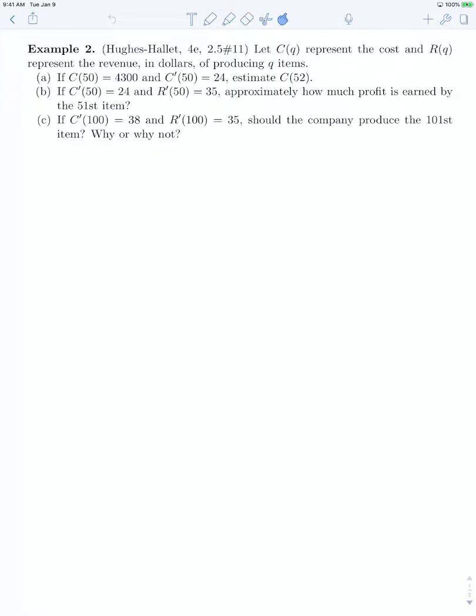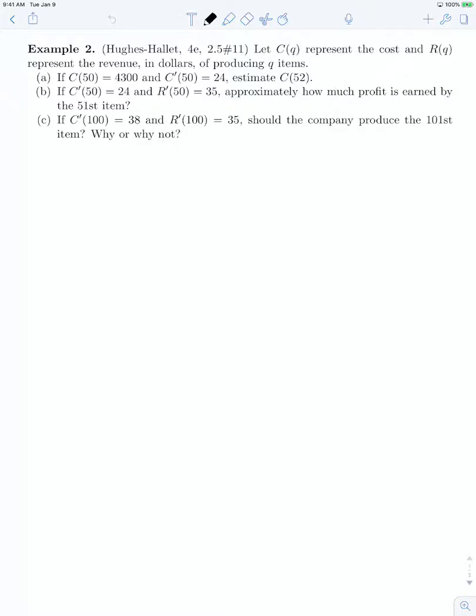And this example is based on Hughes Hallett 4th edition 2.5, number 11. Let C of Q represent the cost and R of Q represent the revenue in dollars of producing Q items. If C of 50 is 4,300 and C prime of 50 is 24, estimate C of 52. So let me remind you, that means that the current total cost is 4,300, and the amount that the cost changes is 24 per item, and we are supposed to estimate the total cost at 52 items.